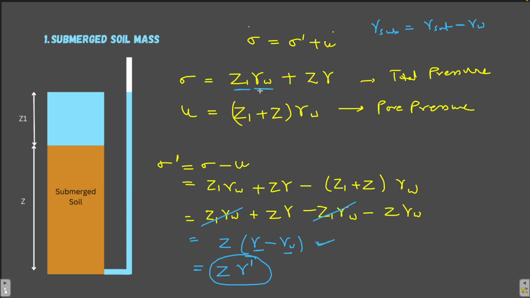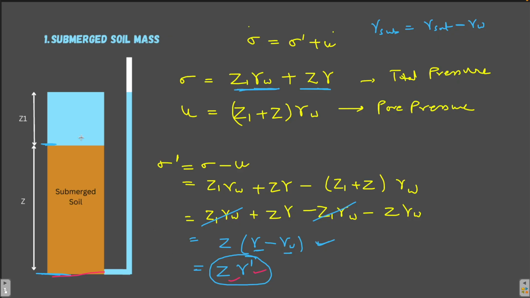Z1 into gamma W. This will give you the stress due to the water up till here. Now Z into gamma will give you the stress due to the soil, okay. And I hope you learnt this. Now there is one interesting point to be noted over here. You learned that the effective stress is equal to the submerged unit weight of the soil into Z, okay.